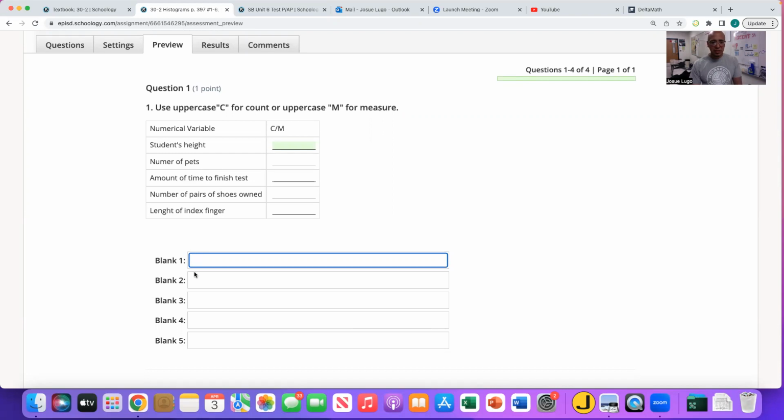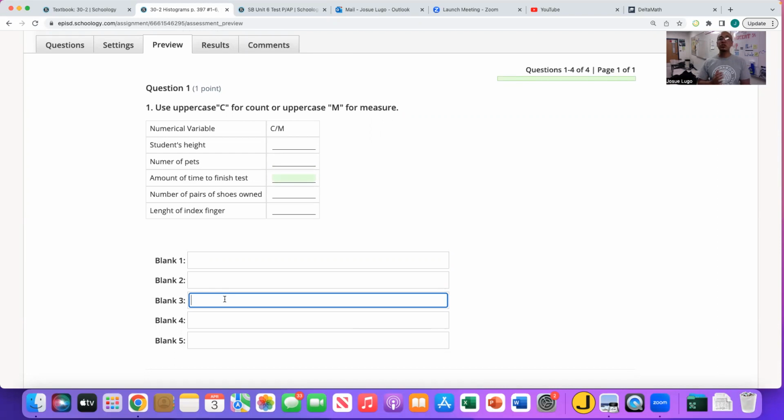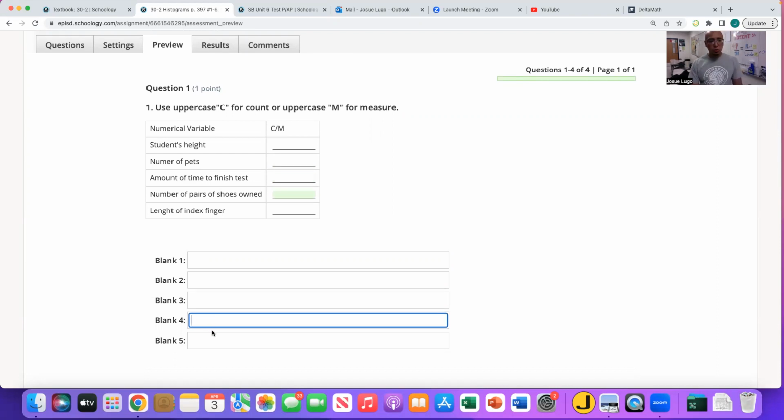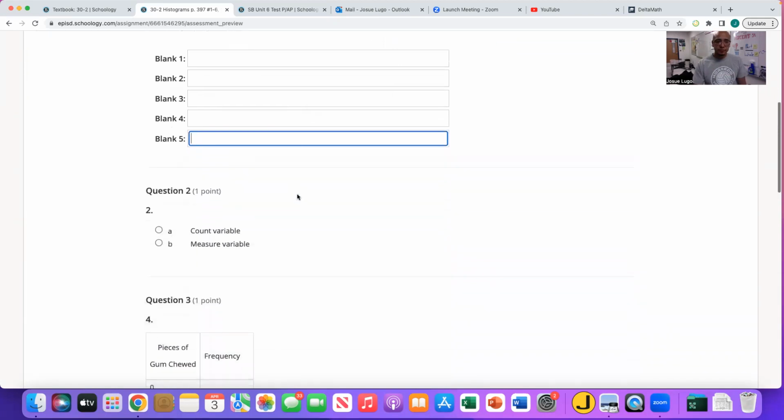Make sure that it's capitalized. Number of pets, again, is that a counting variable or a measuring variable? Do you measure the number of pets or do you count the number of pets? Amount of time to finish a test: do you measure time or do you count time? Number of pairs of shoes that you own and the length of your index finger. Remember, these are all numerical variables, but we want to distinguish between counting and measuring variables.